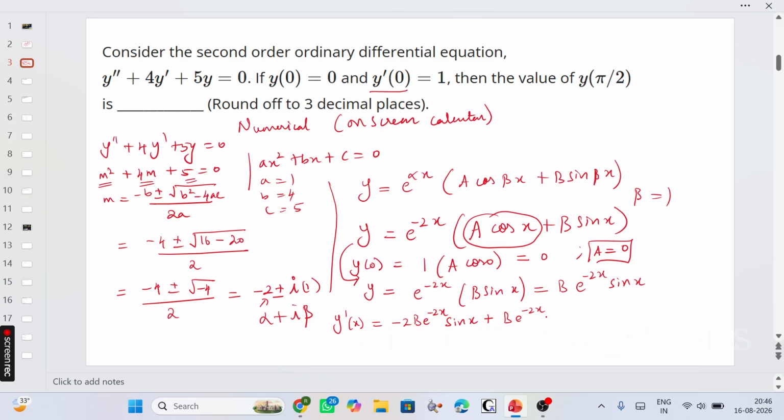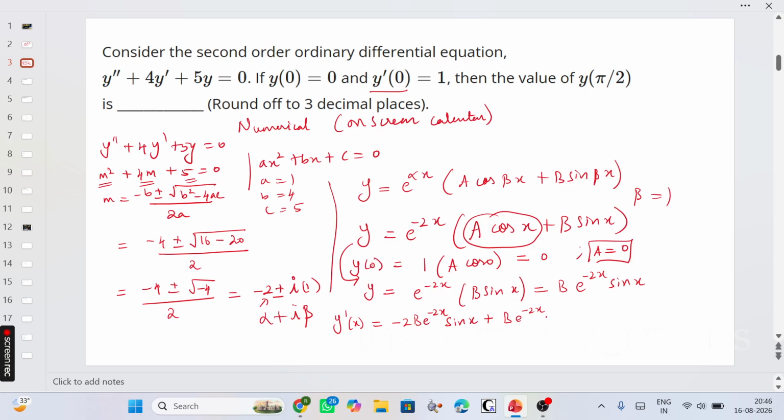So we have a second initial condition, y prime of 0. If I put 0 in this term, this term will vanish. So we have b equal to 1. So we got the values of a and b, and let's substitute that in this equation. Once we have the values of a and b, let's do this.